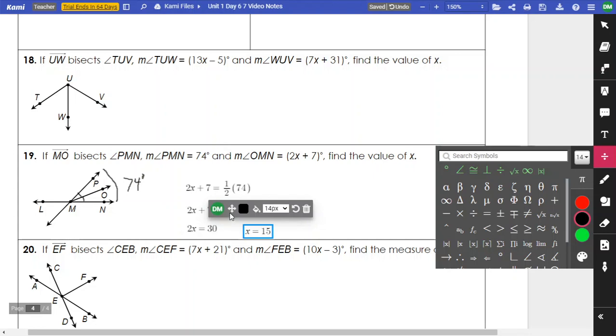And it says to find the value of x. So we did. We've got x equals 15.